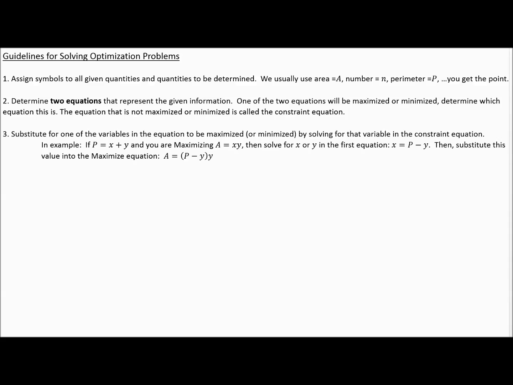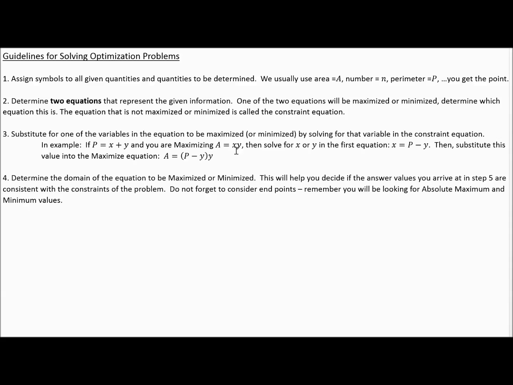It says, if P equals XY, let's just say P equals XY is your constraint, and you're maximizing A equals X times Y. So maybe that's area. Then you're going to solve for X or Y in this first equation, the P equals XY, and substitute for that X or Y in the second equation. Now the whole idea is that the equation you're maximizing or minimizing only has one unknown value, one variable in the expression or the equation. Okay, so that's the goal.